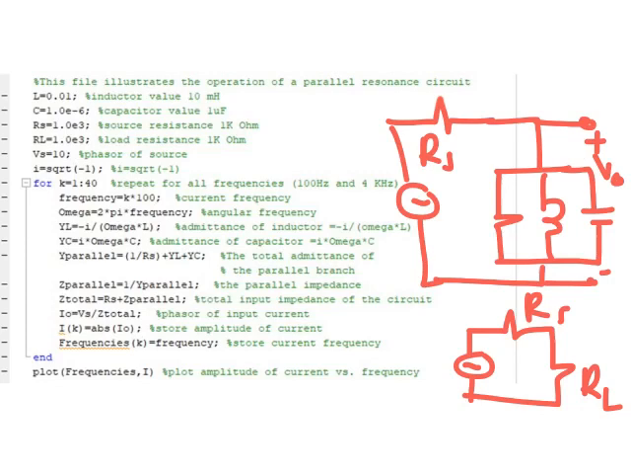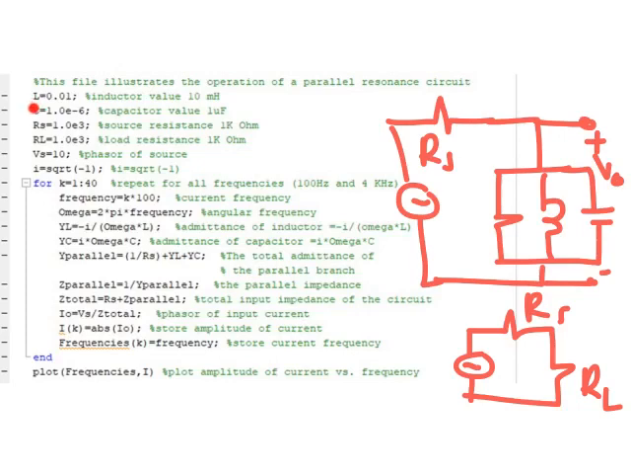So this circuit really is a notch filter. It's a band stop filter. At all frequencies other than resonance, this branch will have a weaker impedance. When it has a weaker impedance, then the total Z will be weaker in magnitude, and the current flowing will be stronger. Okay, so let's see how this file works.